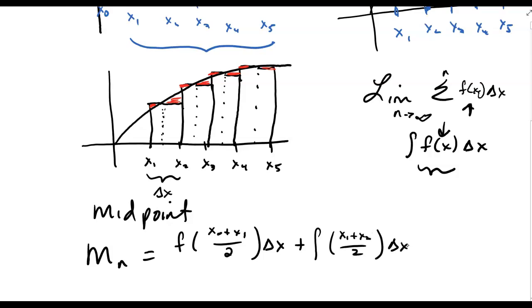You should always have the same delta x. So in other words, your x values should always be the same distance apart. It makes it much easier. And this can continue up to x sub n. This summation would continue, and then you'd have x sub n minus 1 plus x sub n divided by 2 times delta x.